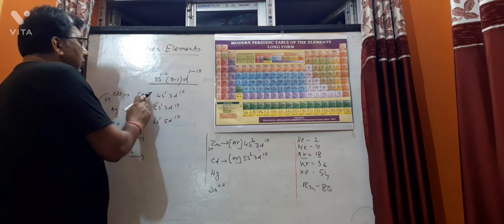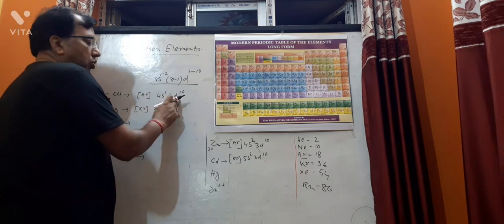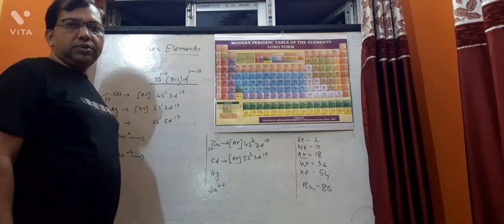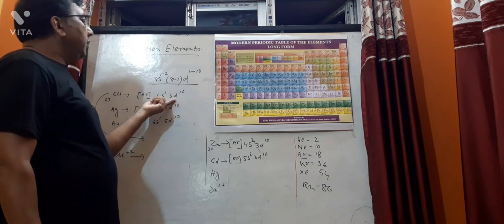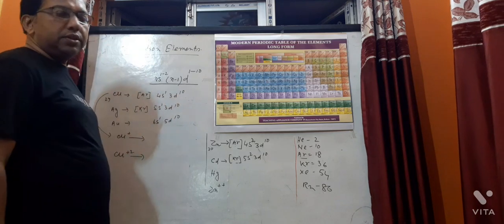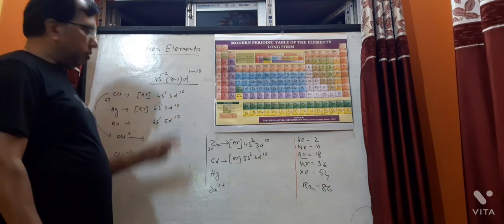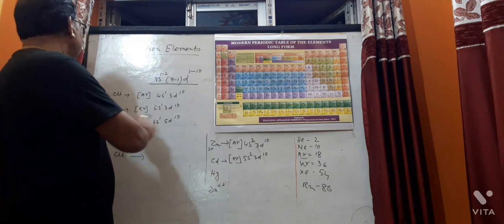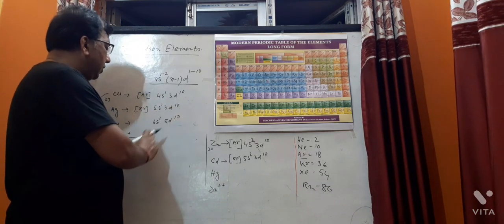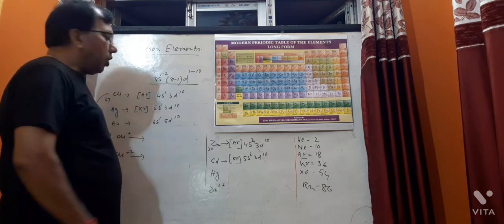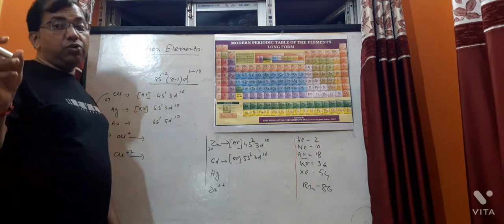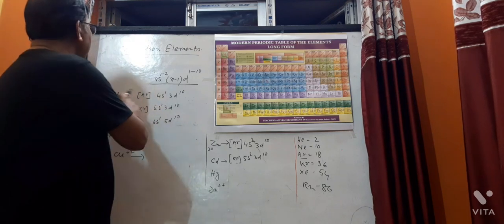Argon 4s1, 3d10. The d block is fulfilled. You cannot regard these d block elements, that is the transition elements, as partially filled. Silver and gold also: 5s1 4d10, 6s1 5d10, all are fully filled. But what is the definition I told? This is the ground state.